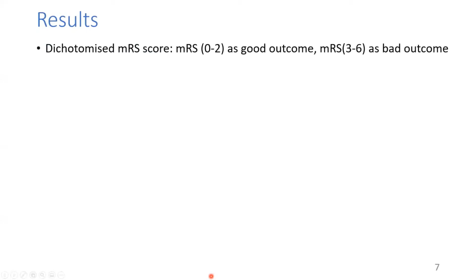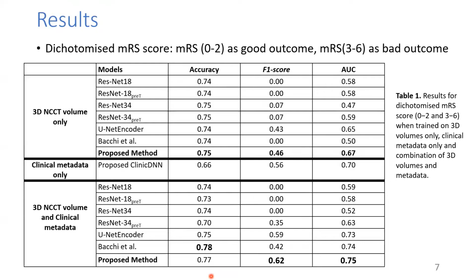We present 2 main experiments. In the first experiment, we divided MRS scores into 2 groups: good outcome, which is MRS scores between 0 and 2, and bad outcome, which is MRS scores between 3 and 6. Therefore, the model will predict only the binary outcome of treatment.